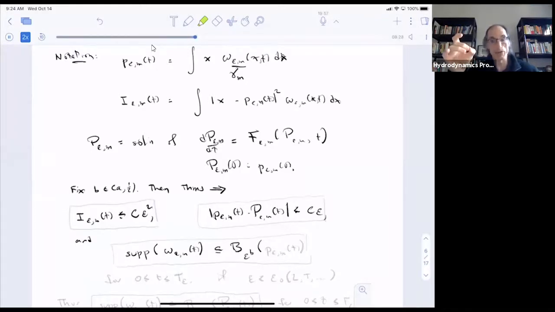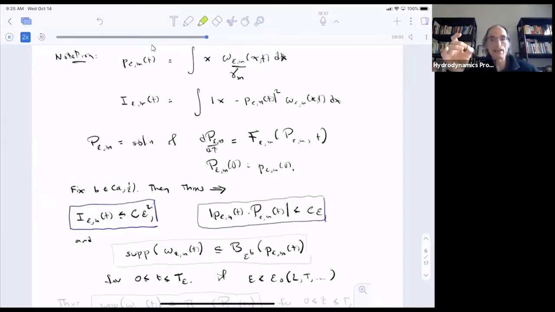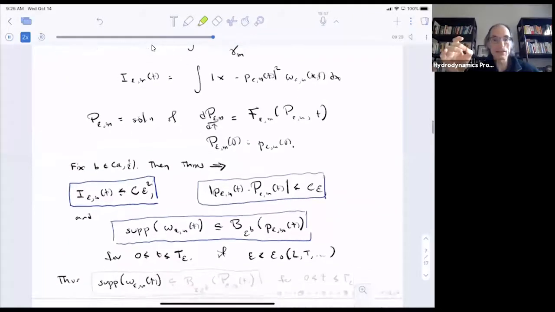They say the second moment around the center of vorticity remains of order epsilon squared. They give us a bound on the distance between the center of vorticity of the mth blob and the trajectory given by the background flow in the mth blob with this parameter set epsilon. And finally, they tell us that the mth blob is contained in a ball of radius epsilon to the b around its center of vorticity.